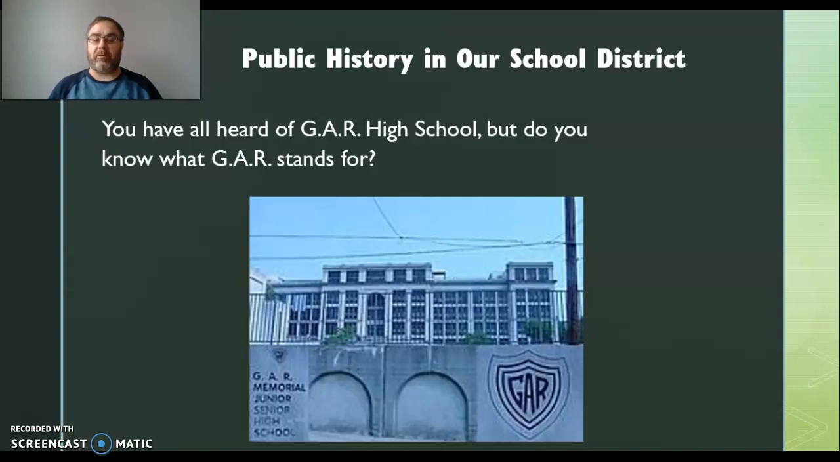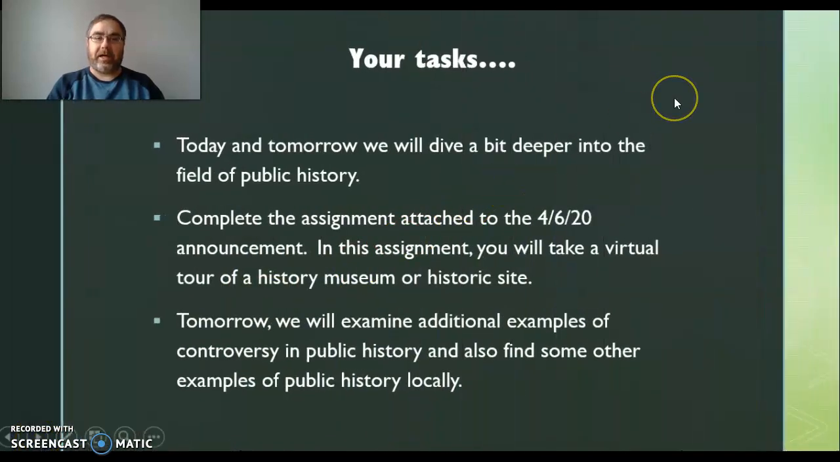But if we look all around that part of Wilkes-Barre, the streets are almost entirely named after figures from the Civil War. And I encourage you to take a look at a map, see what you could find on Google Earth or Google Maps, and if you look at GAR and look at the streets next to it and find some of those names and then look them up, I think you'll find some interesting individuals that those streets were named for.